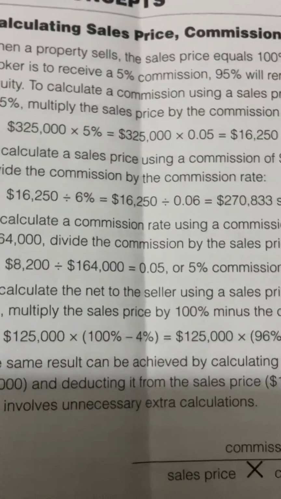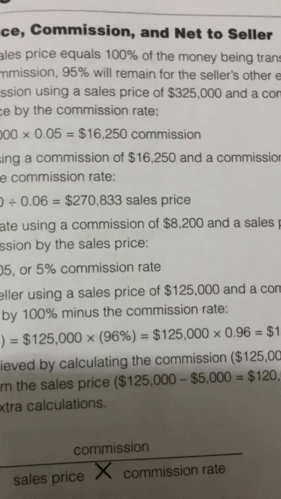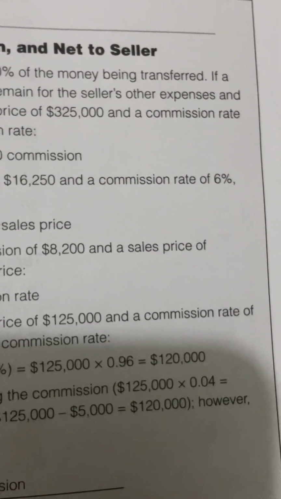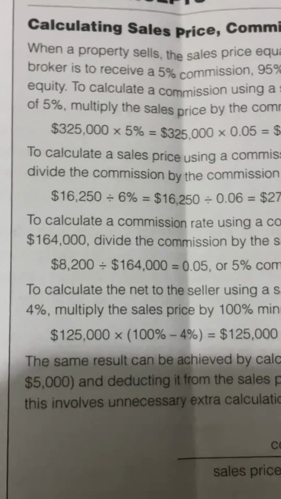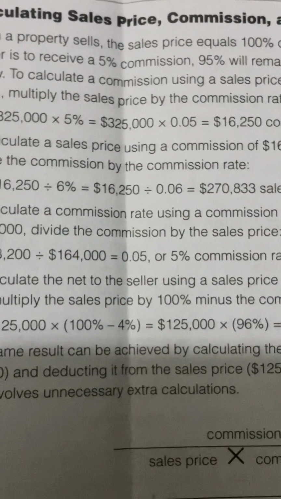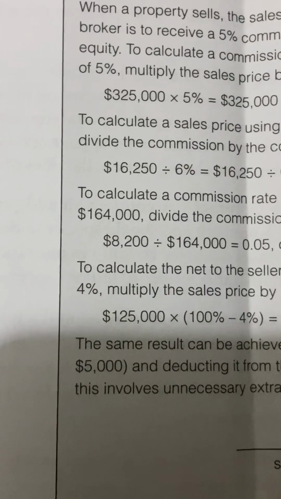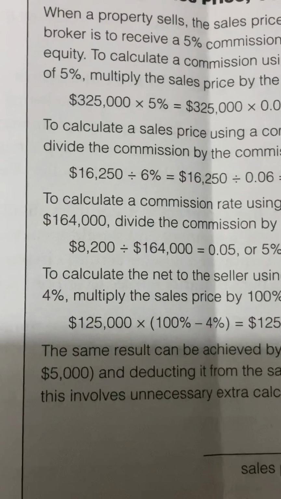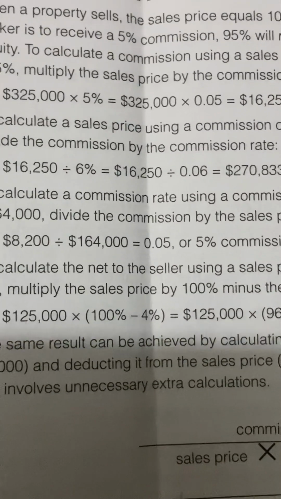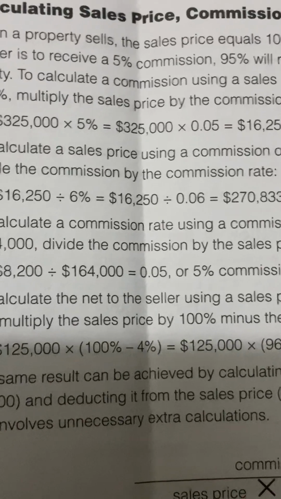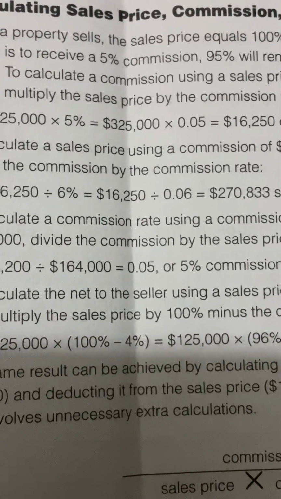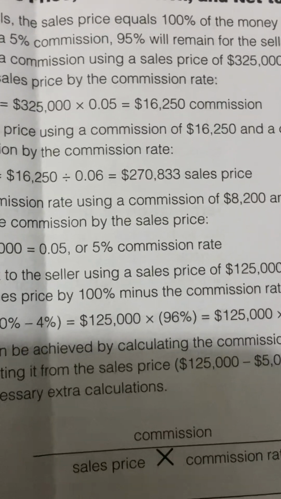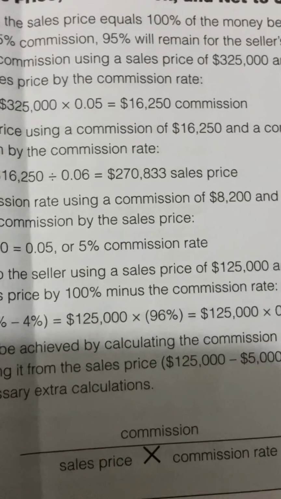To calculate a sales price using a commission of $16,250 and a commission rate of 6%, divide the commission by the commission rate. So you take the $16,250 we just came up with and you divide it by 6%. On your calculator, it's going to look like this. $16,250 divided by 0.06 equals $270,833 sales price.